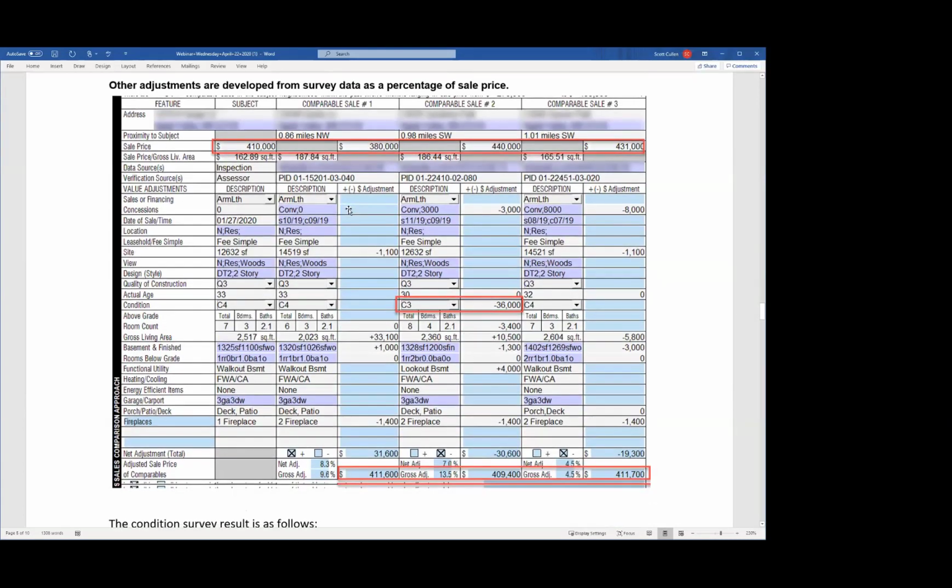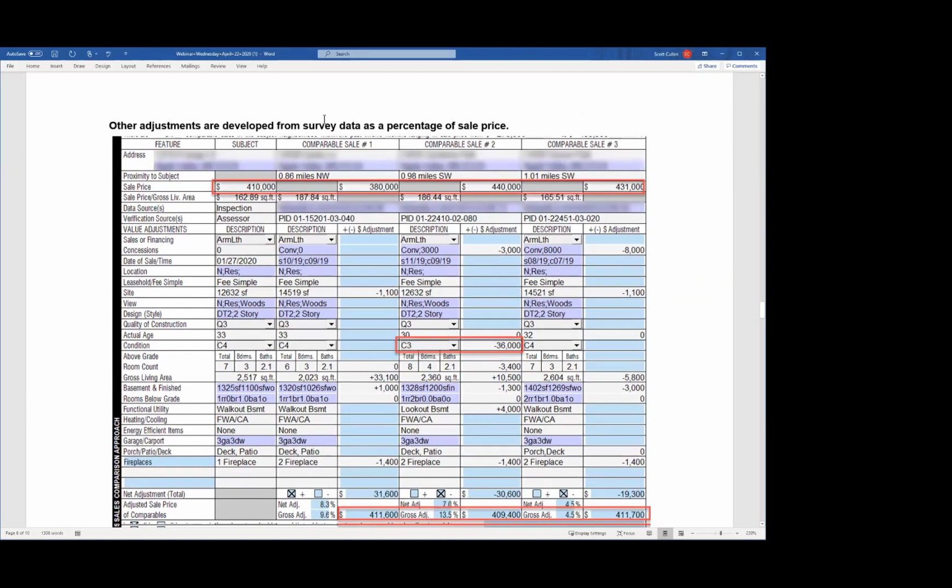So the next thing I state, and this has to do with the survey data, other adjustments are developed from survey data as a percentage of sale price. Now, what I mean by other adjustments are things like condition.